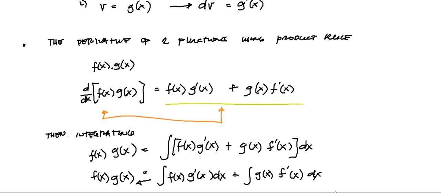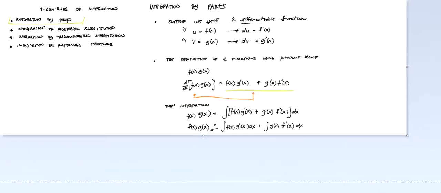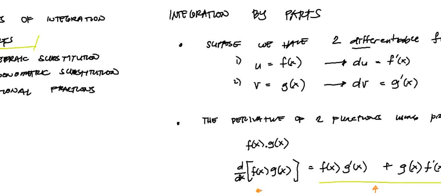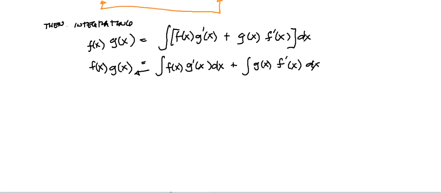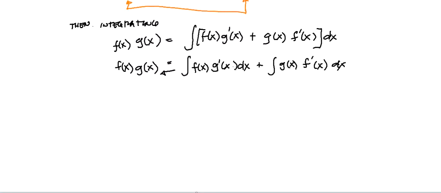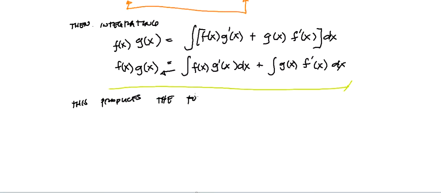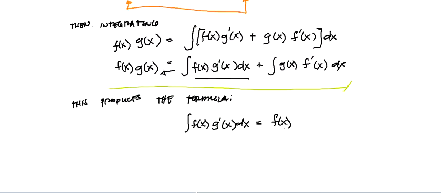After we establish this, by using algebra it also produces the formula: the integral of f of x g prime of x dx is equal to f of x g of x minus the integral of g of x f prime of x dx. We only do the algebra here.